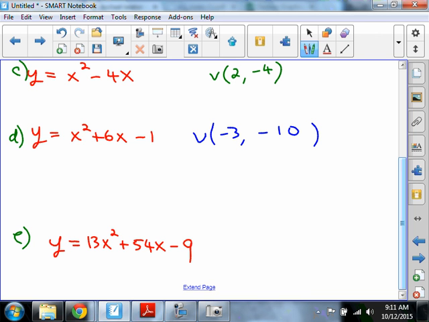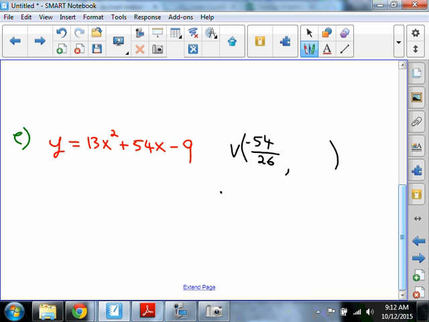Number E, I know E's not a number, but number E, the vertex, I honestly don't know the y coordinate of the vertex. The x coordinate of the vertex is negative 54 over 26. That actually would reduce. So that's going to reduce to negative 27 over 13. Something.